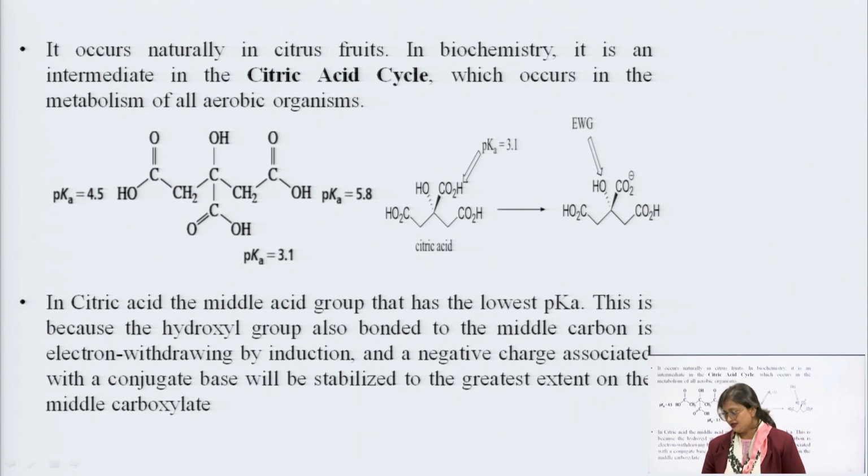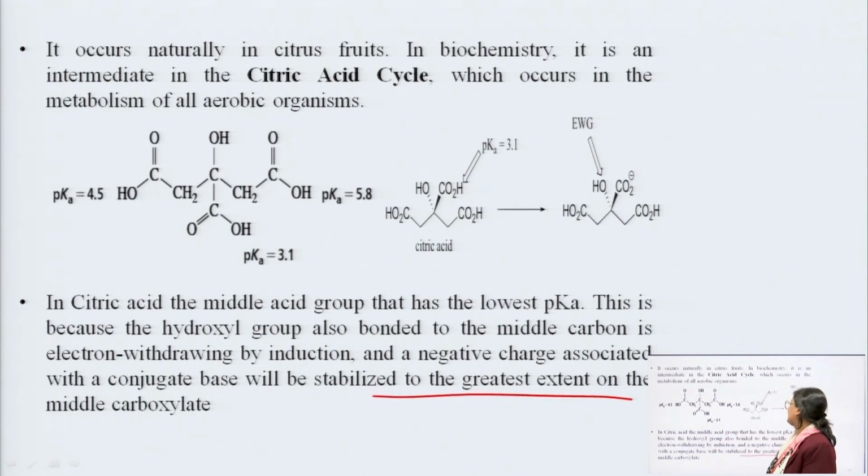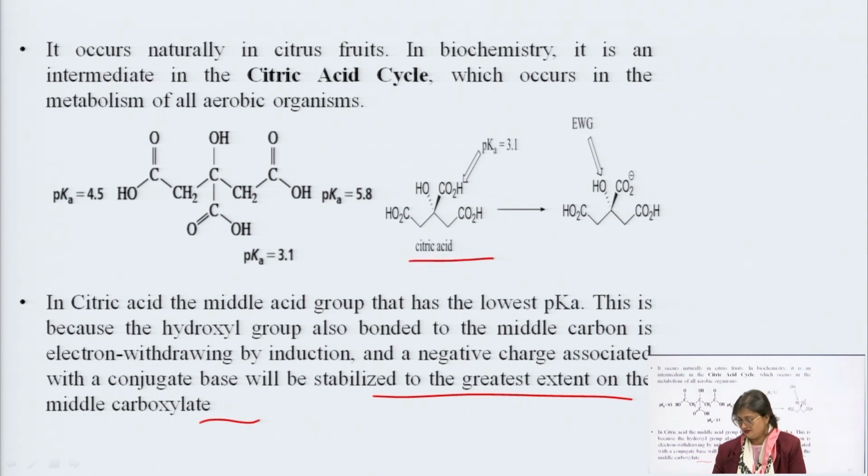In citric acid, the middle acid group has the lowest pKa. This is because the hydroxyl group also bonded to the middle carbon is electron withdrawing by induction, and a negative charge associated with the conjugate base will be stabilized to the greatest extent on the middle carboxylate.